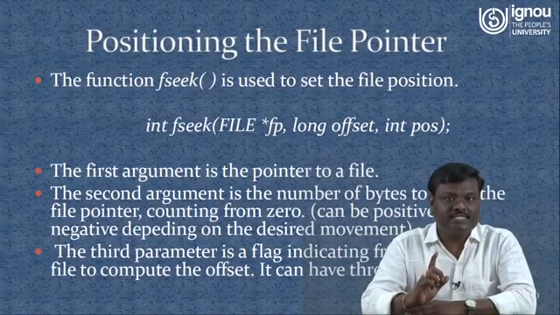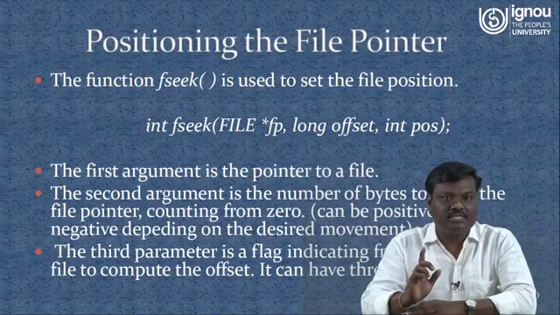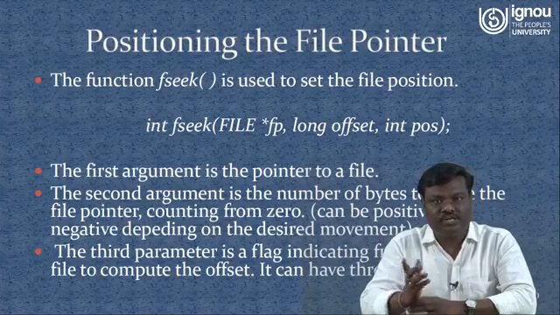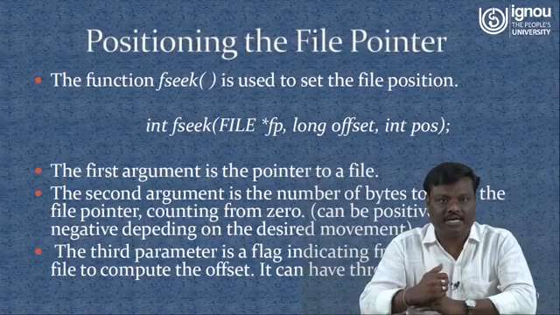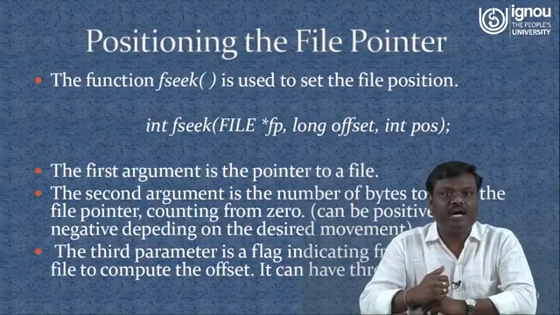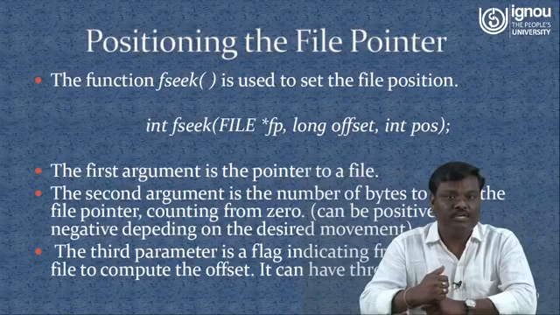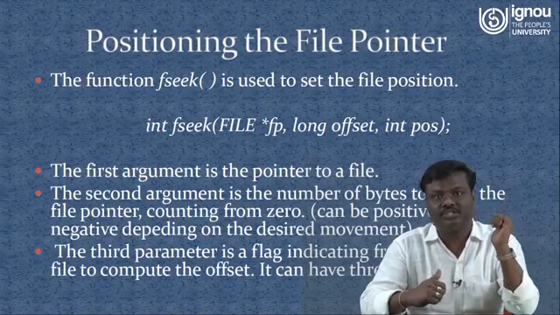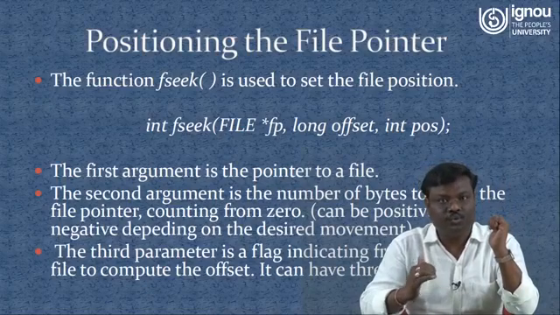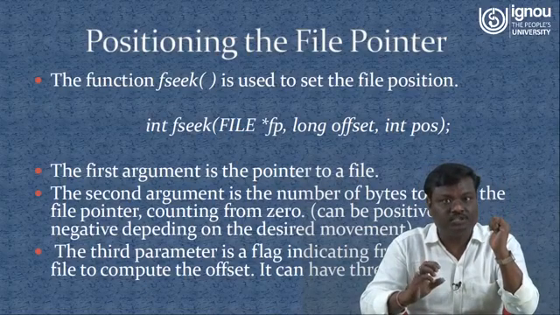So here it consists of 3 arguments. The first argument is the pointer to a file, whatever file we are trying to read or write. The second argument is the number of bytes to move the file pointer, counting from 0, that is right from the start position, to reach the position that we want.